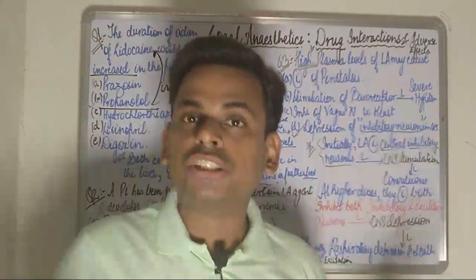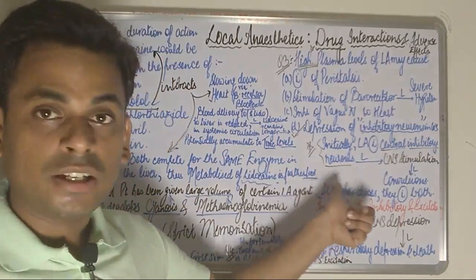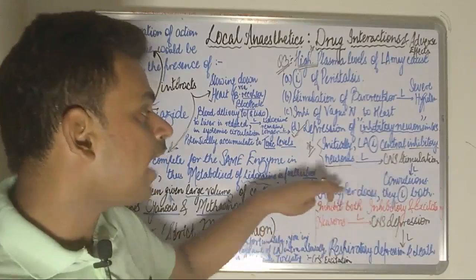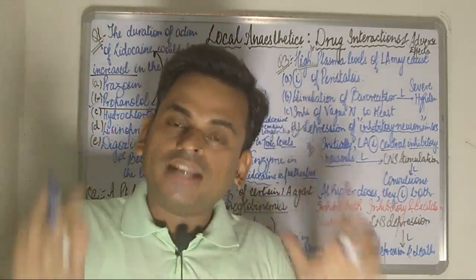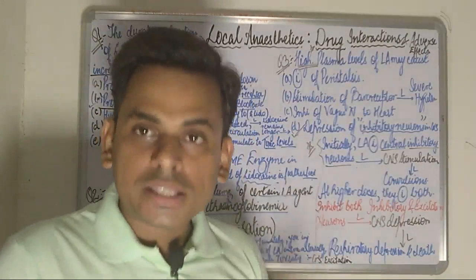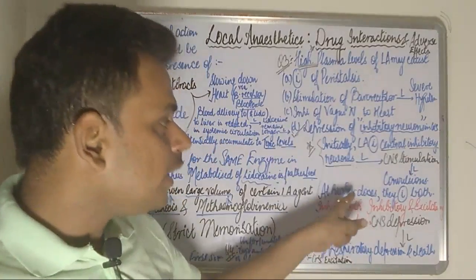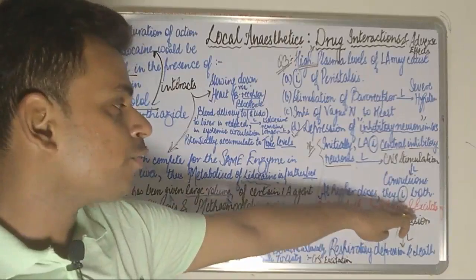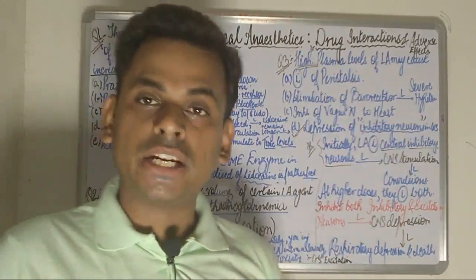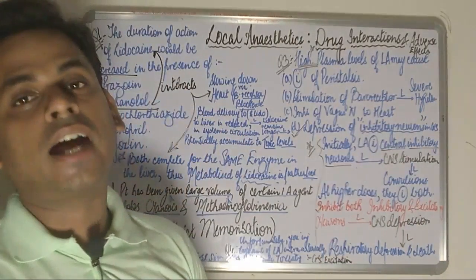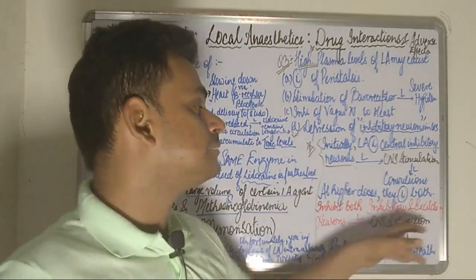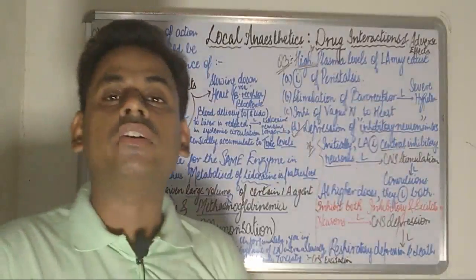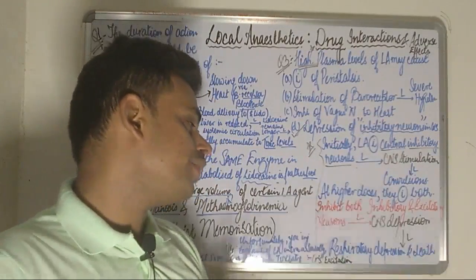But at higher doses of the local anesthetic, the ultimate adverse effect is that the local anesthetic inhibits both the inhibitory as well as the excitatory neurons, and that ultimately leads to CNS depression. And this CNS depression can lead to respiratory depression and death.